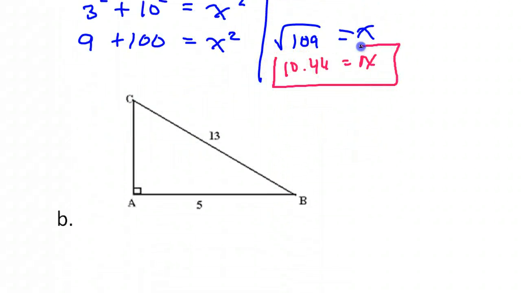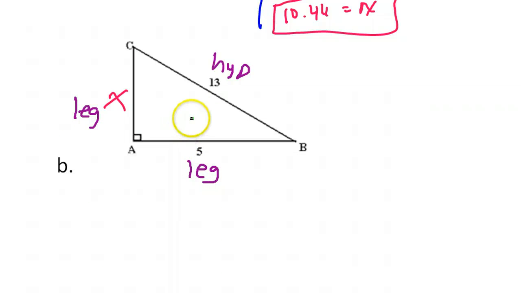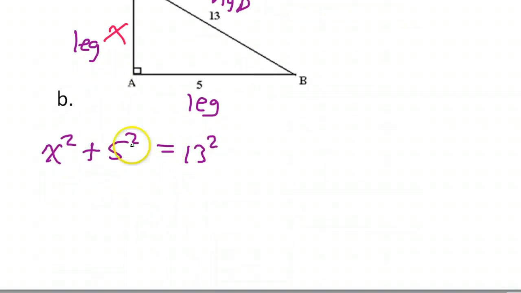So here we go again. Okay, we're supposed to find the missing side. Now, please understand, which part of this is the hypotenuse, guys? That's right, the hypotenuse is the 13. So these are legs. Okay, so the Pythagorean theorem says leg squared plus leg squared equals hypotenuse squared. So we need to be doing x squared plus 5 squared is equal to 13 squared. And then we just have to solve for this.